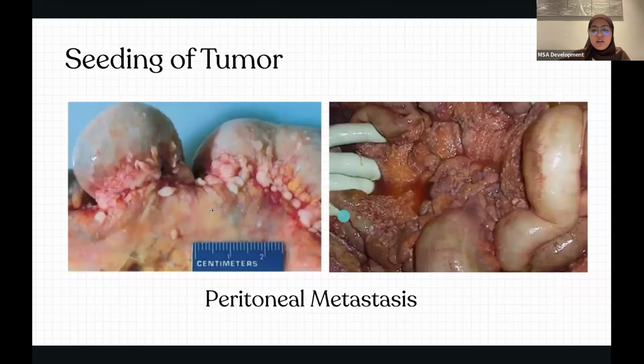Now, this is another way tumors spread, seeding of a tumor. So when cells seed, like let's say they're in the same cavity, they seed and part of that cell goes into another organ in that cavity. So here you have peritoneal metastases. They kind of look like seeds to me. That's how I remember the picture. But I'm not sure that's the actual mechanism, but yes.